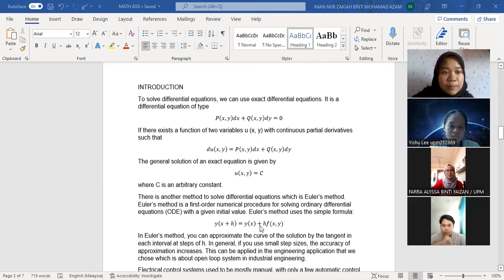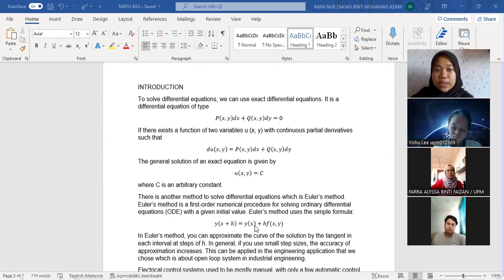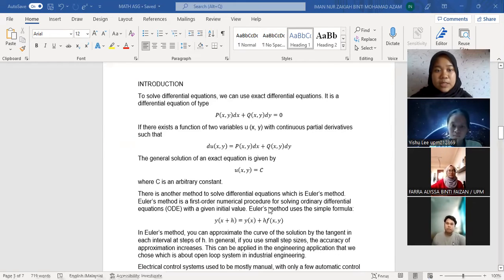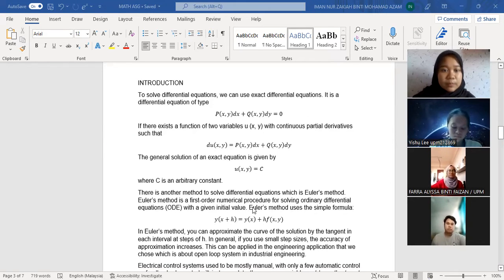After that, I stated that in the Euler method, we can approximate the curve of the solution by tangent at each interval step of h, where in general, if we use small step sizes of h, the accuracy of the approximation will increase. As we've been told in the instruction, we need to justify why we choose the engineering problem, which is ours is about the open loop system in industrial engineering.